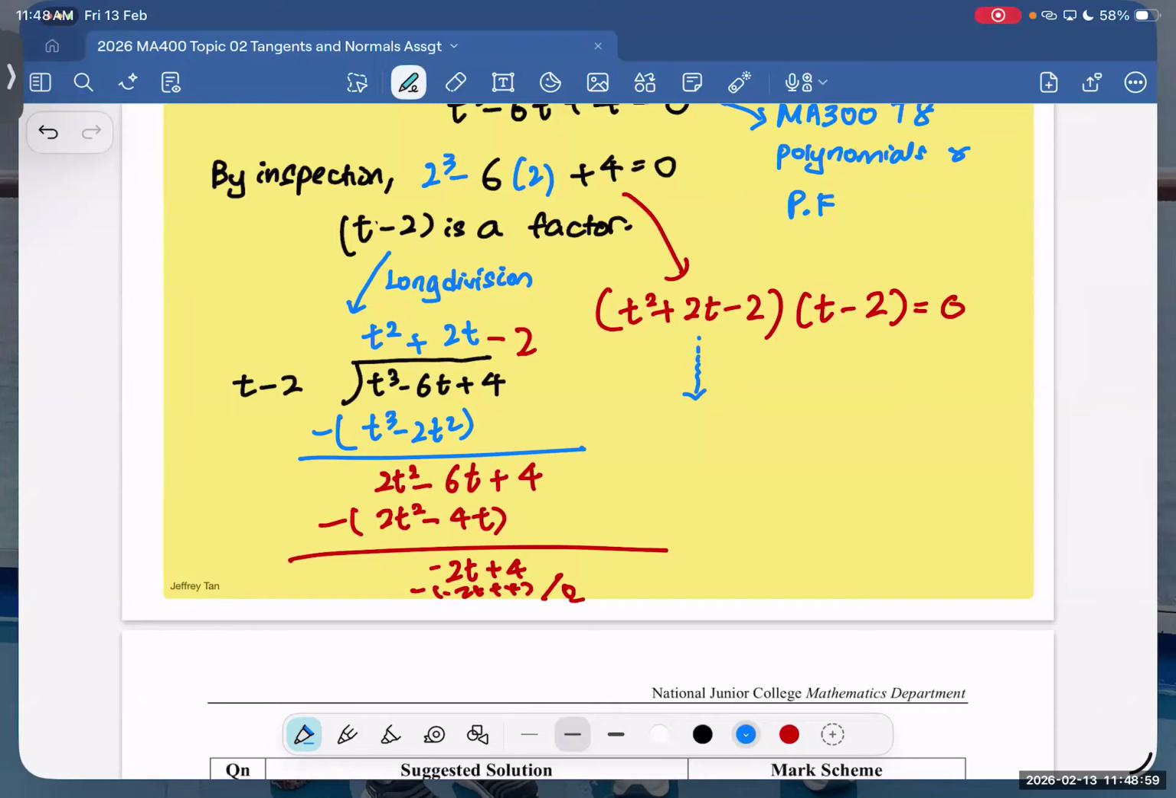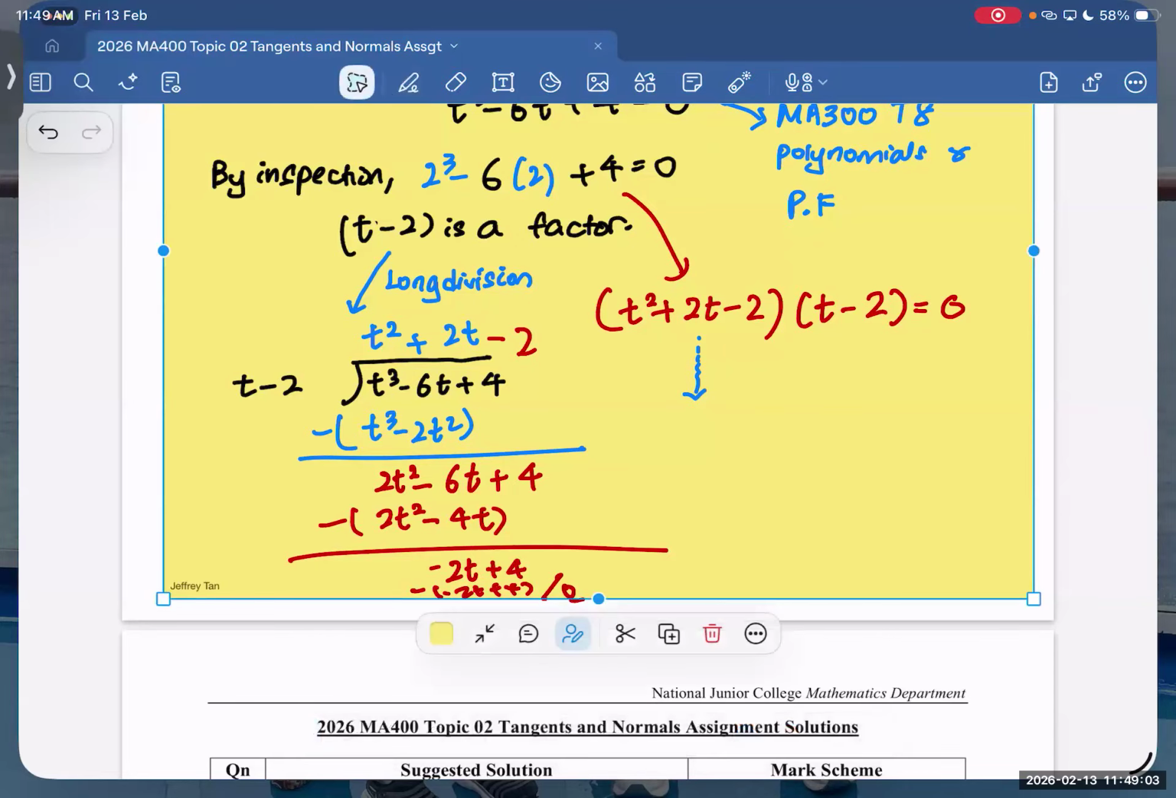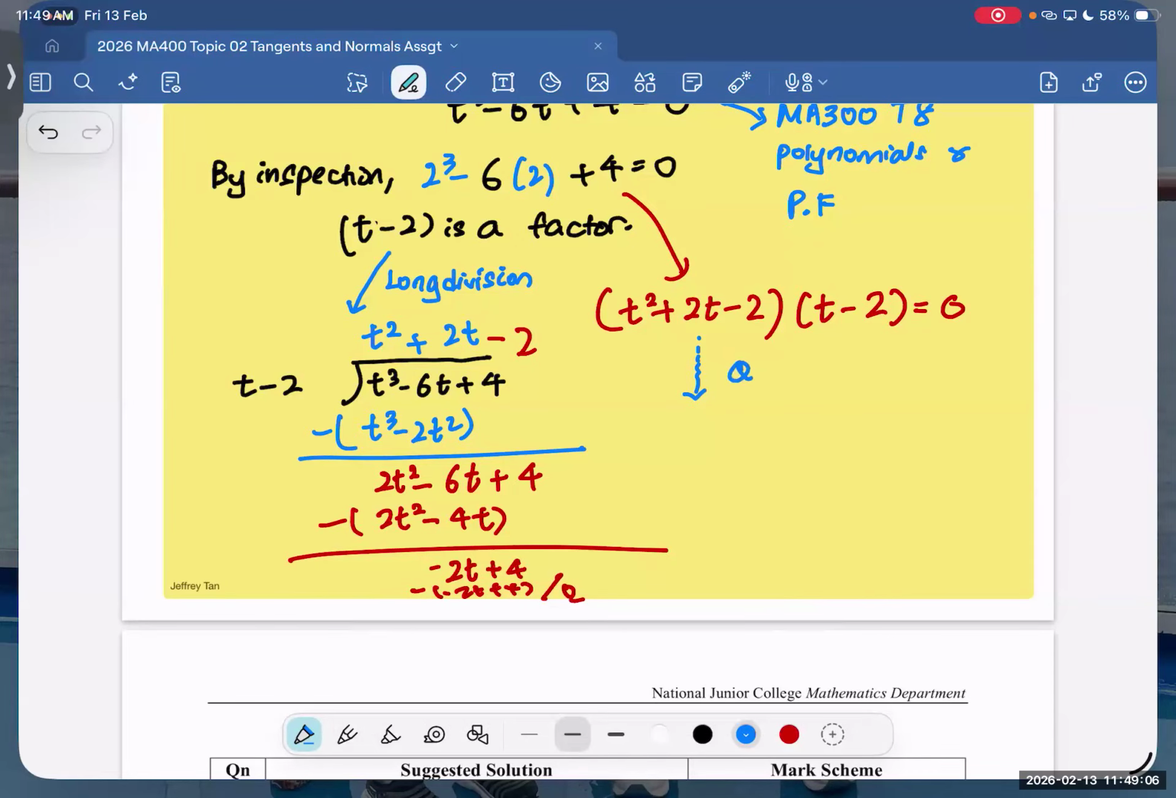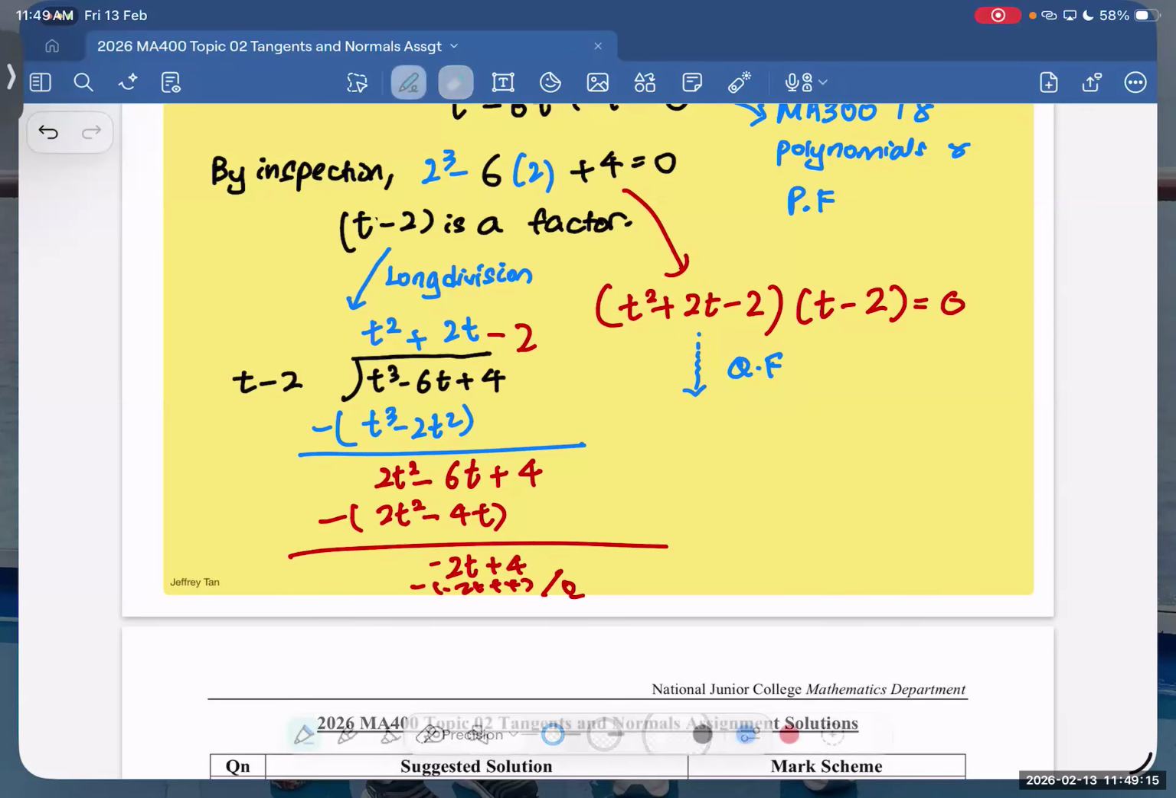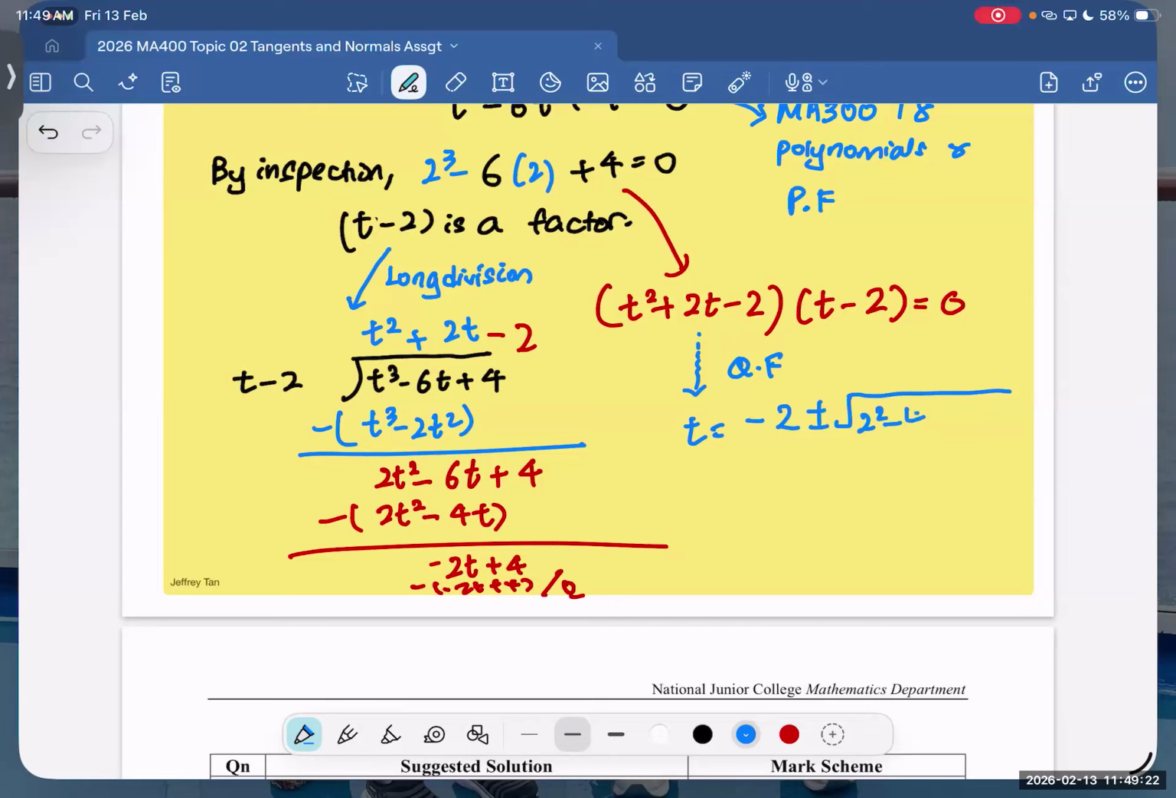Okay, I think you need me to write down the quadratic formula? Okay, write down. So the quadratic formula: t is equal to negative b plus minus square root of b squared minus 4ac, over 2a. Clear so far? After that, what's my answer?